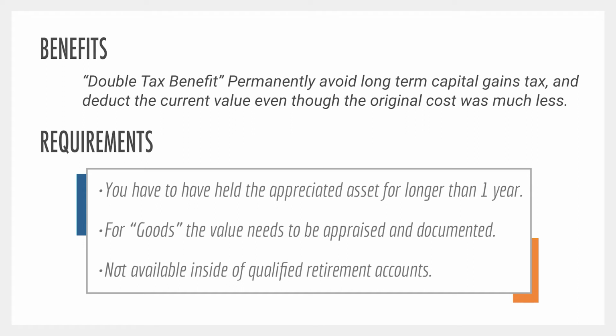Now, to qualify for that, there's a few requirements. The first thing is you have to have held those assets, as appreciated assets, for longer than a year to qualify for that long-term capital gains benefit, as well as the actual goods must be able to be appraised and documented. Last but not least, this is not available inside a qualified retirement account like an IRA or 401k. These funds need to be after-tax funds, like in a brokerage account.